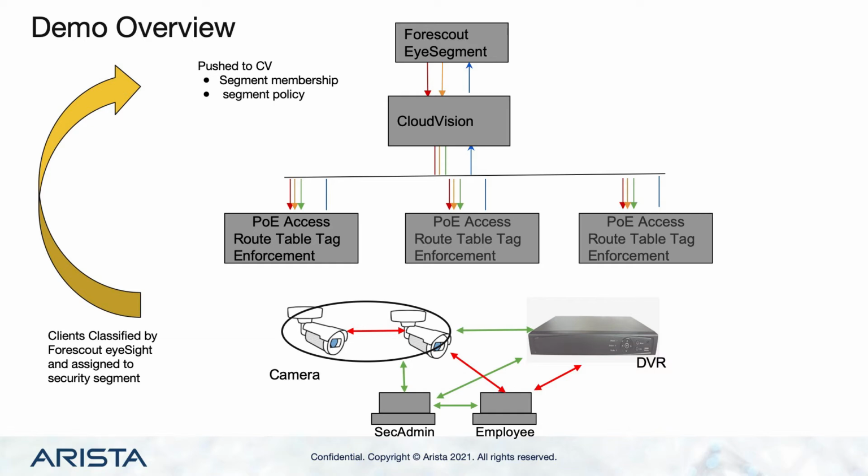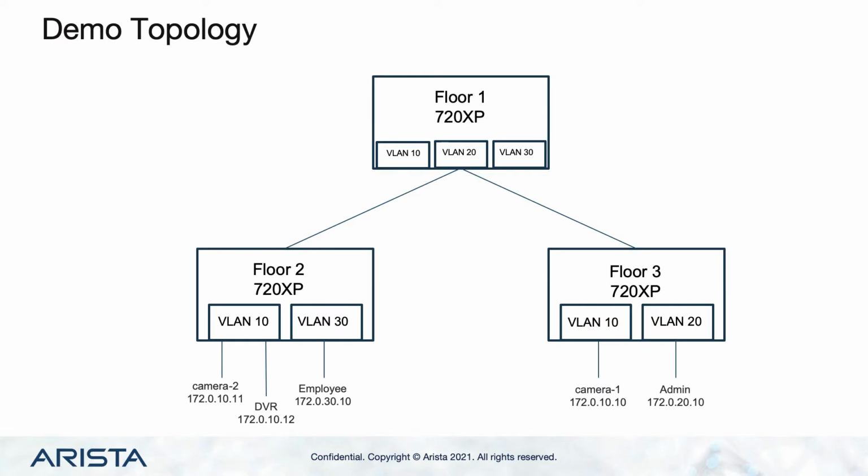In the dynamic policy case, NAC will be posturing the end devices and associate those to a security group, and segmentation configuration as well as a policy will be pushed from that layer to the network devices by Forescout, in this case through CloudVision. This is the demo topology here. In this demo topology, we will demonstrate how we can configure the segments and policies from the Arista CLI.